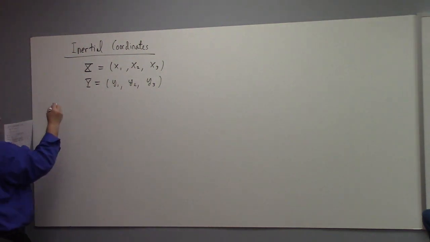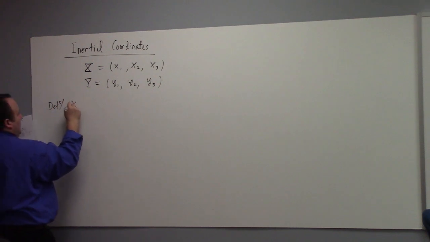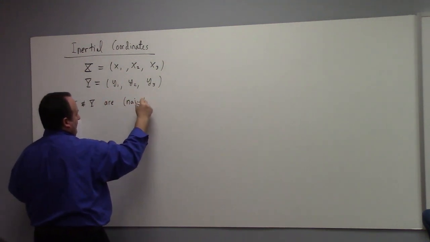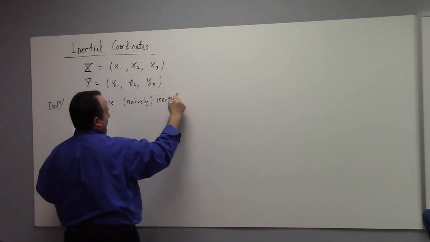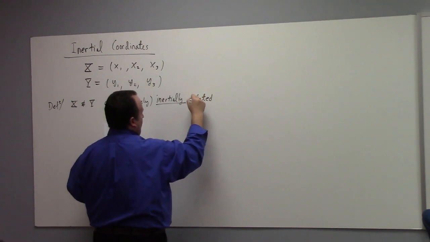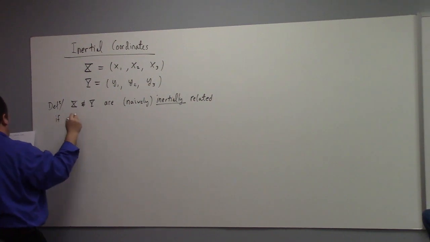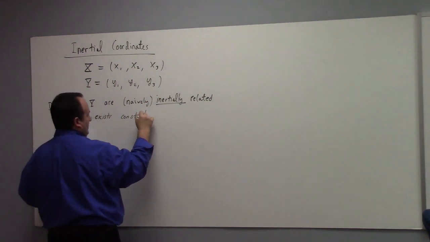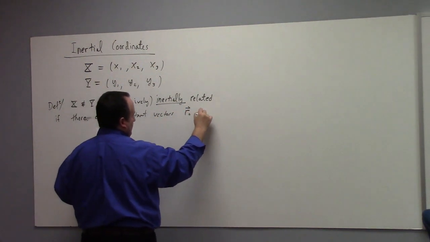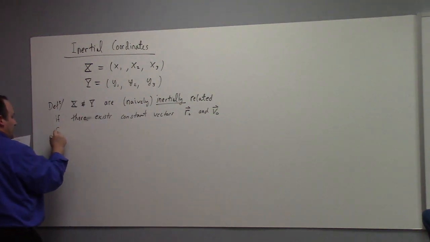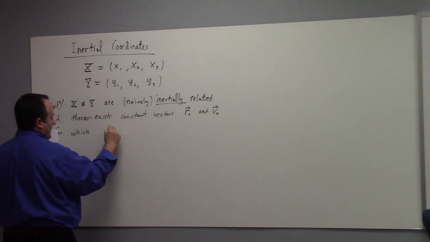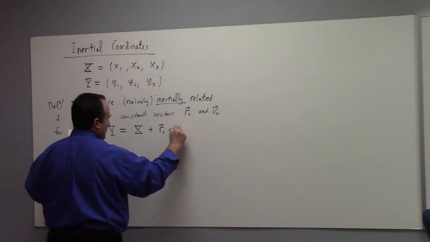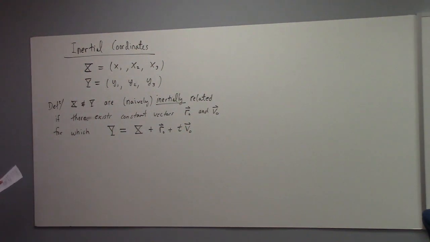All right? Then here's the definition. X and Y are naively inertially related, all right, if there exist constant vectors r sub 0 and v sub 0 for which y is equal to x plus r sub 0 plus t times v sub 0. All right.